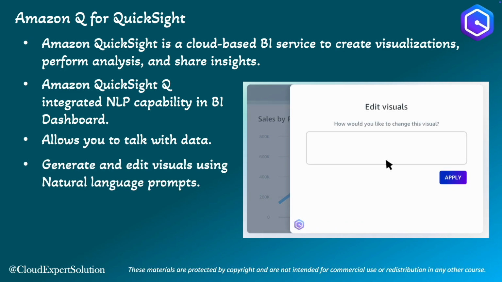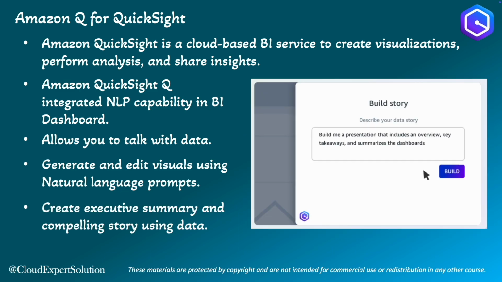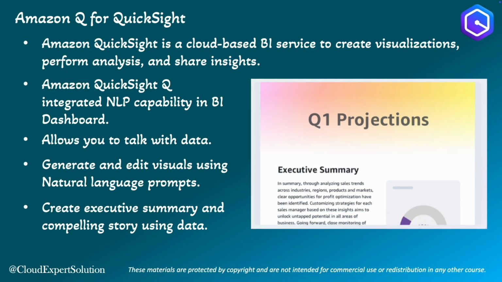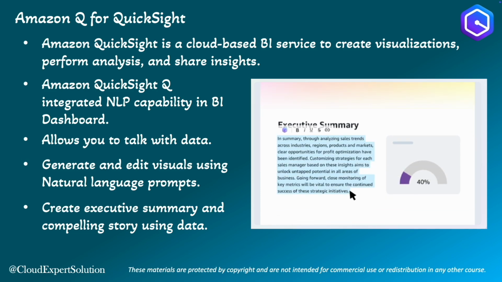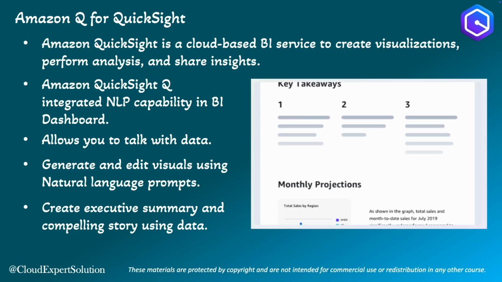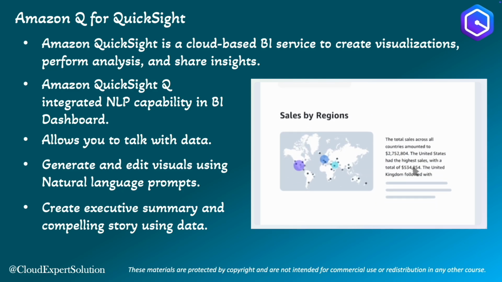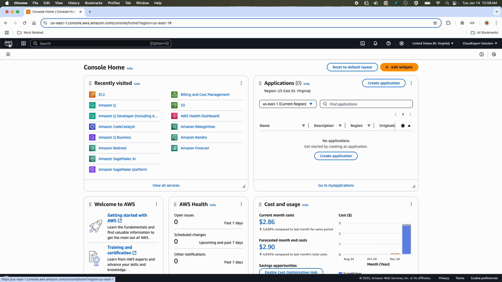You can also generate new visuals or even edit existing visuals with natural language prompts, and it can create an executive summary or compelling story for you using your data. And here is an example of how Amazon Q integrated with QuickSight can help accelerate your business use cases. Now let's go to AWS Management Console and review Amazon Q in action.